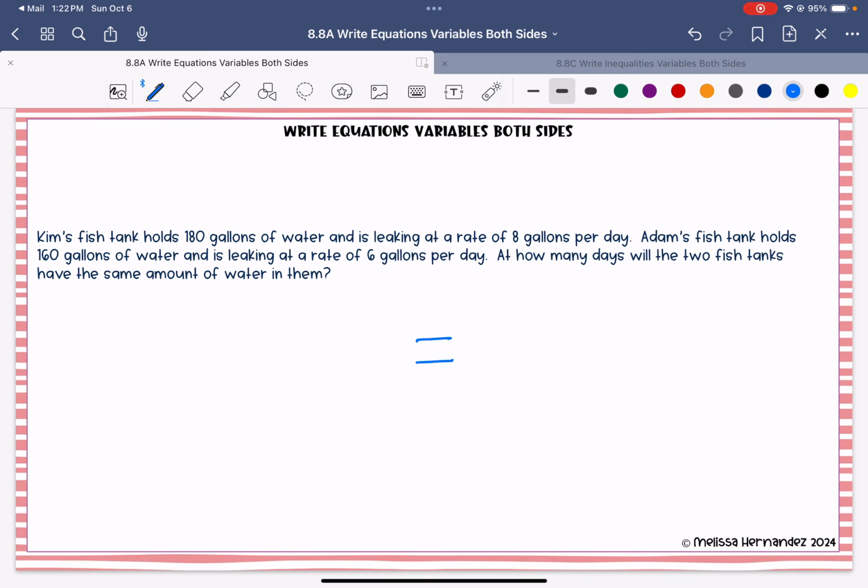So we have Kim's tank and we have Adam's. You're just making 2 expressions. And what do we know about Kim tank? Well, it has 180, so that's definitely going to be your starting. Leaking, so it's not going to be plus. Leaking is going to imply it's subtract 8 gallons per day. Now we're looking at Adam's tank, and then its starting rate is 160 because it says it holds 160 gallons. And it's leaking, even though it doesn't say minus, you have to understand that leaking means minus at a rate of 6 gallons per day.